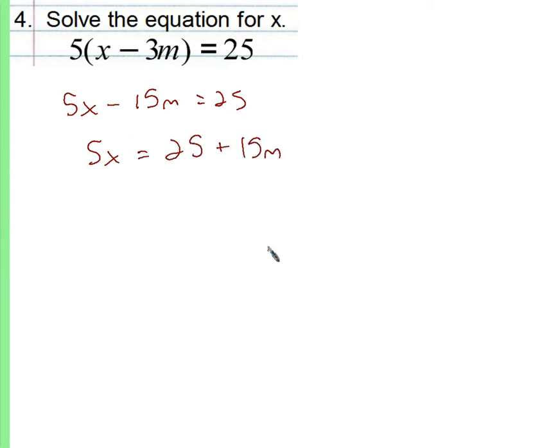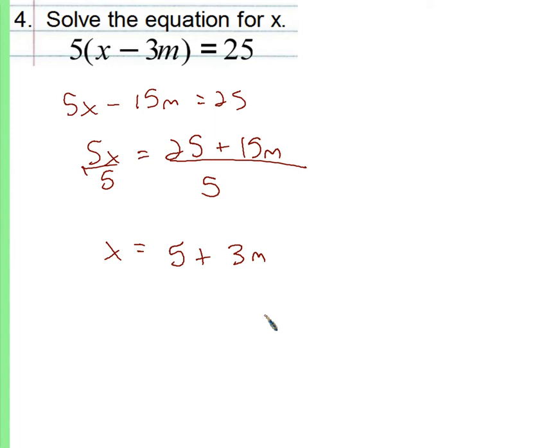Okay, Kristen? Divide by 5x. Divide, wait. No, divide 5x. 5, okay, 5. Oops, I just dropped that. The nice thing about this one, both of these things are divisible by 5, so we should go ahead and do that. 25 divided by 5 is 5. 15 divided by 5 is 3, so we get 3.